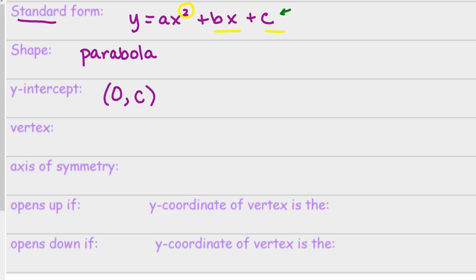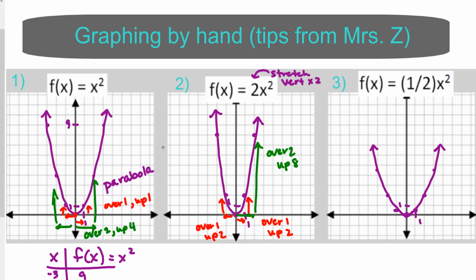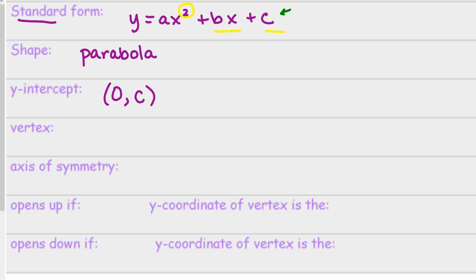Now, some parabolas open up, some parabolas open down. The ones we graphed earlier all opened up. But remember what we learned about transformations and reflections across the x-axis. If we were to take the equation and multiply it by a negative, it would flip upside down across the x-axis. So if you see a negative number as your leading coefficient, as your value of a, then it's going to open down. If that is positive, it opens up. So opens up if a is greater than 0, opens down if a is less than 0.